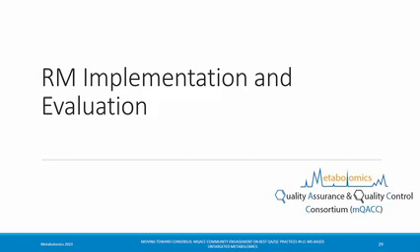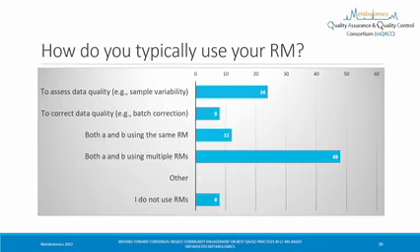So how are reference materials used and evaluated? We asked, do you use reference materials to assess your data quality? For example, sample variability. We asked, do you use reference materials to correct your data quality? For example, batch corrections. We asked if you use a single reference material to both correct and assess, or do you use multiple reference materials to both correct and assess? And it looks like the majority of folks are using multiple reference materials for multiple purposes.